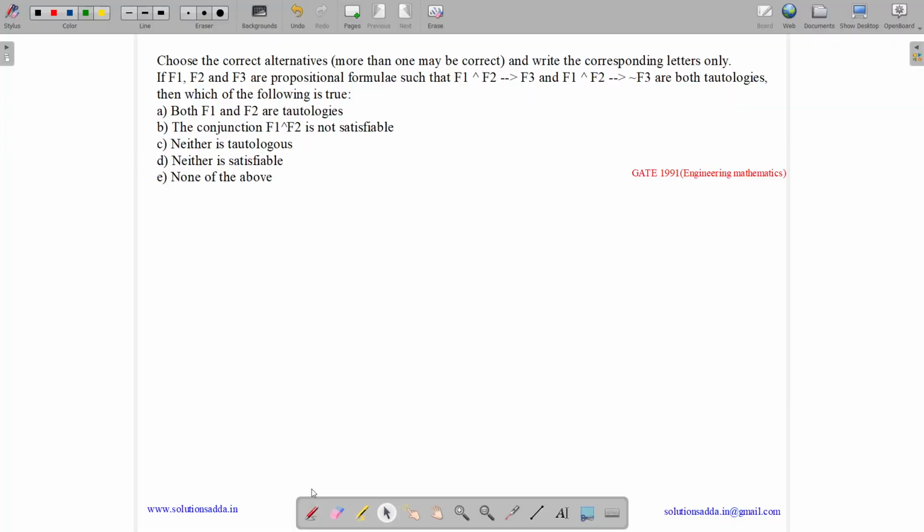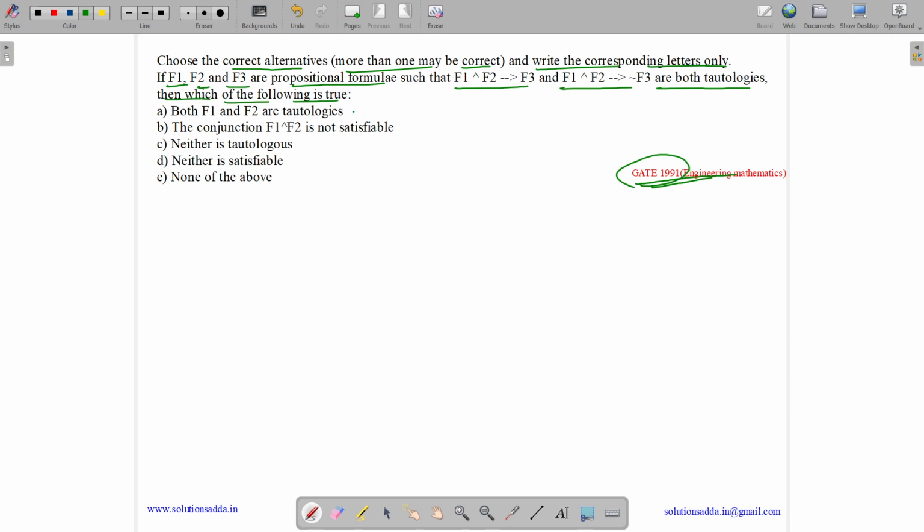This question belongs to engineering mathematics subject and the topic name is propositional logic. It was basically asked in GATE 1991. So the question states, choose the correct alternatives, more than one may be correct and write the corresponding letters only. If F1, F2 and F3 are propositional formulae such that F1 and F2 implies F3 and F1 and F2 implies negation of F3 are both tautologies, then which of the following are true?